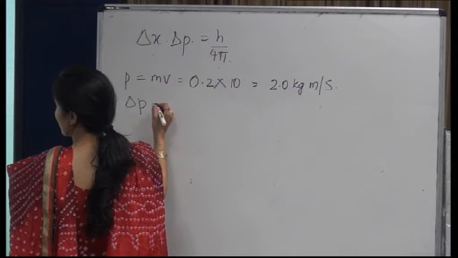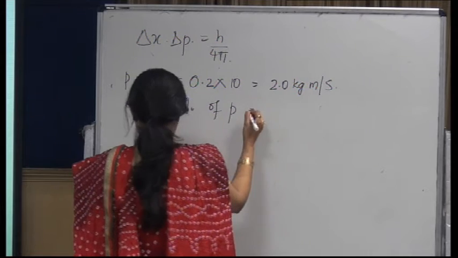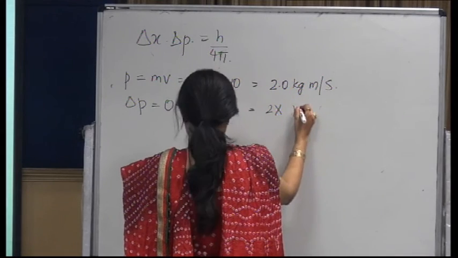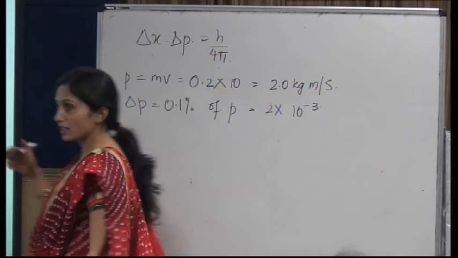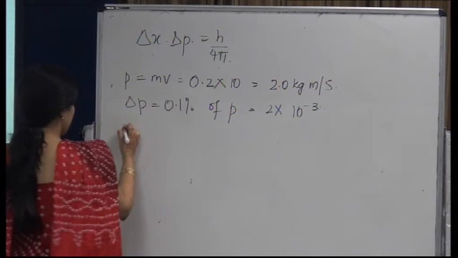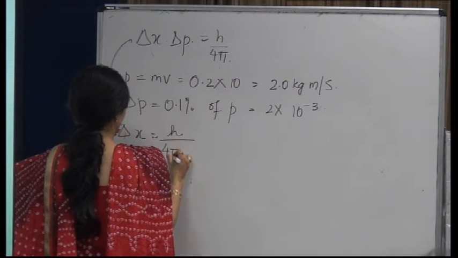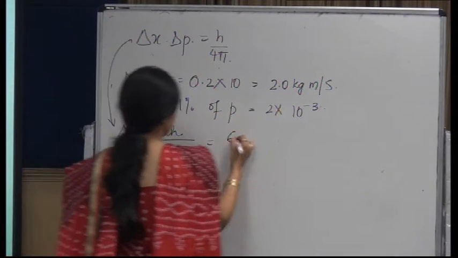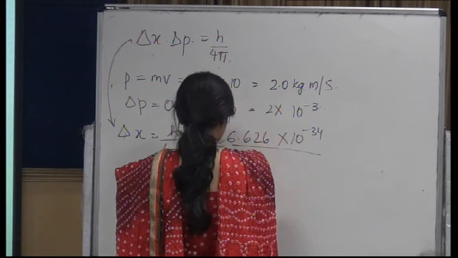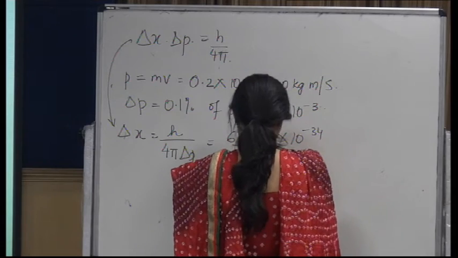That will be my linear momentum. Delta p is given to be equal to 0.1% of p. So that becomes 1 upon 1000, that is 10 to the power minus 3. 0.1% means 0.1 upon 100 into the value that I have just derived. And then we'll have delta x from here to be equal to h upon 4 pi delta p. What is my h? That is 6.626 into 10 to the power minus 34. What is my pi? That is 3.14, and the value that I have calculated for delta p is 2 into 10 to the power minus 3.